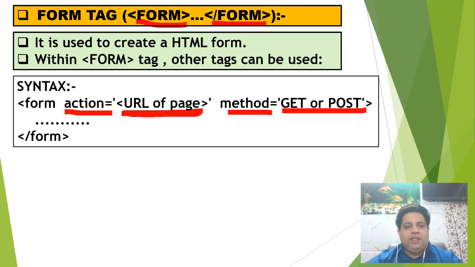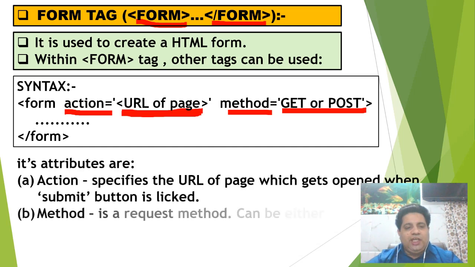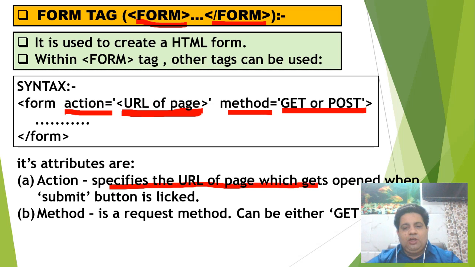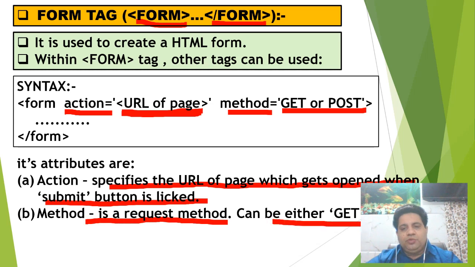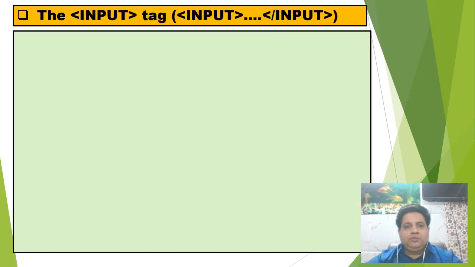In the action attribute you have to give the website address of the page you want to open when the user submits the form. So action specifies the URL of the page which gets opened when the submit button is clicked, and method is a request method. It can be either get or post. Don't worry about the method just now. You can use either get or post, but post is relatively much more secure than get. So prefer post.